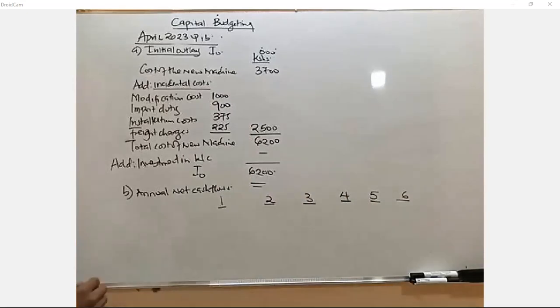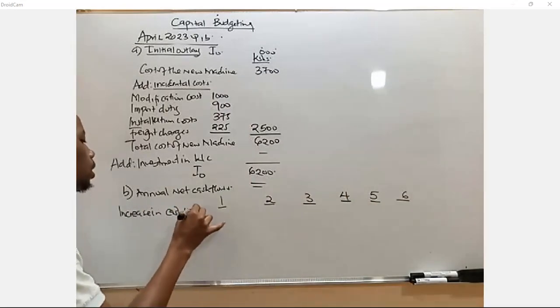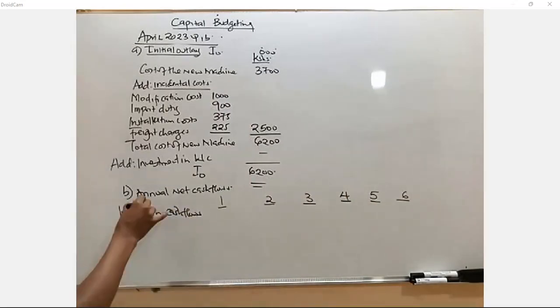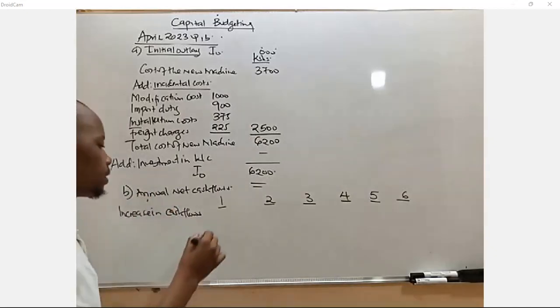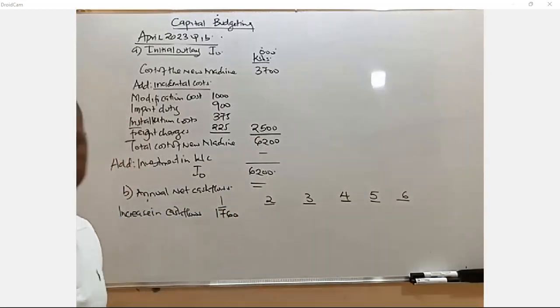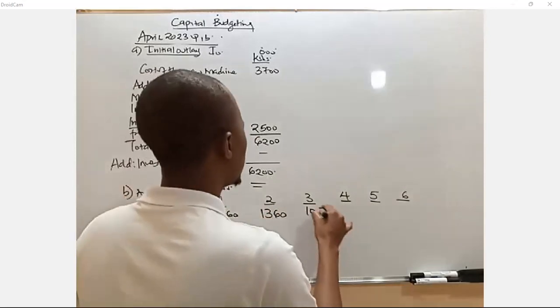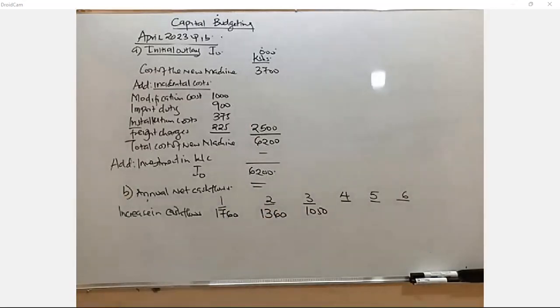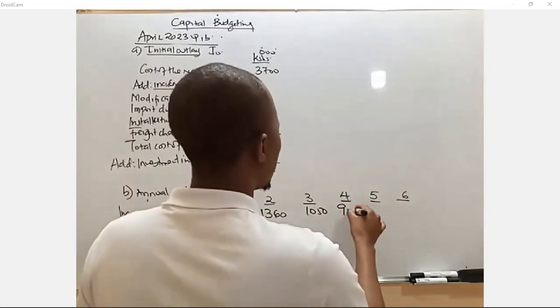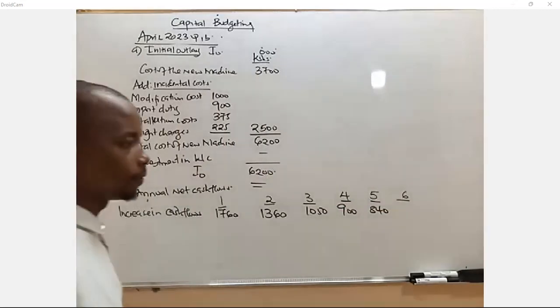Then we start with the increase in cash flows. Increase in the cash flows, we have how much? So in this case, when you look at the increase in the cash flow, year 1 we have 1760. Year 2 we have 1360. Here we have 1050, right? The other one we have 900, 840. The other one we have year 6, 750.